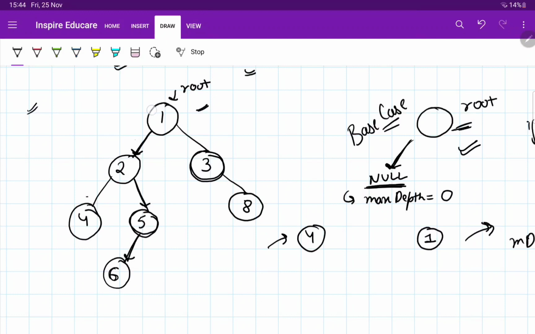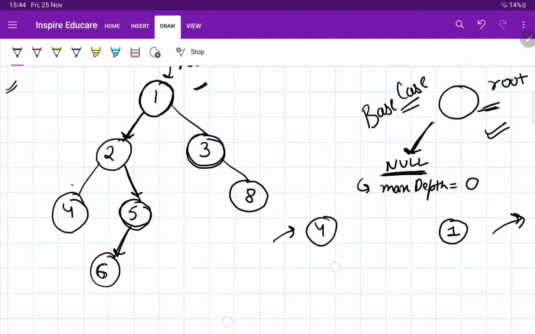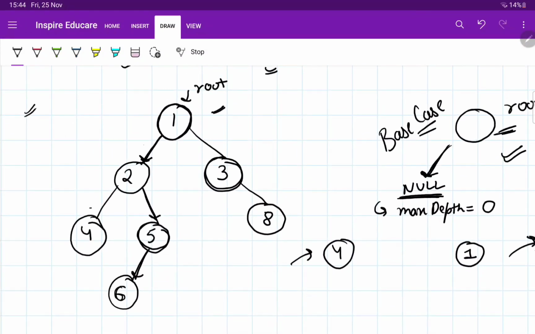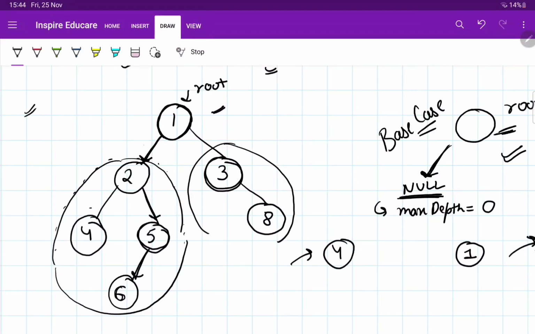Let's visualize this tree. Let's say I'm on the root. I'll be given the root, and this is my left tree and this is my right tree. I have divided this tree into 2 parts: this is my left tree, this is my right tree, and this is the root. So if I look at the whole tree, I have this root and I have divided the tree into 2 parts, the left tree and the right tree.